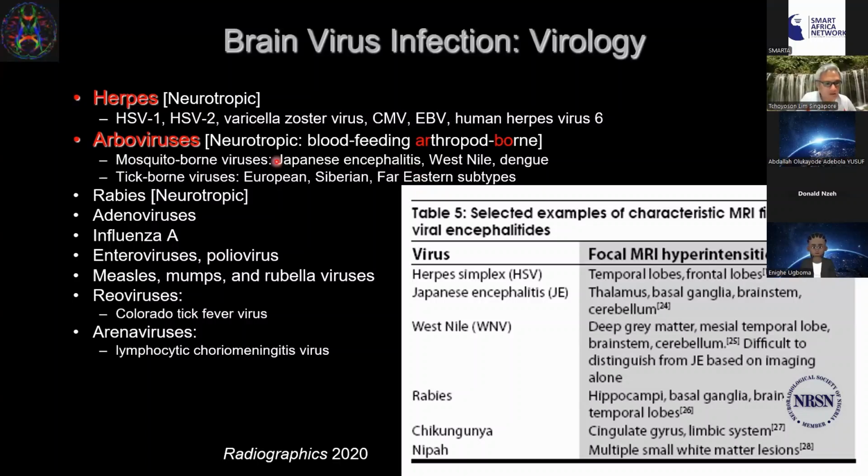I want to say a few words about viruses that can affect the brain. I've listed 3 groups of neurotropic viruses. In other words, these viruses focus and home in on the CNS.